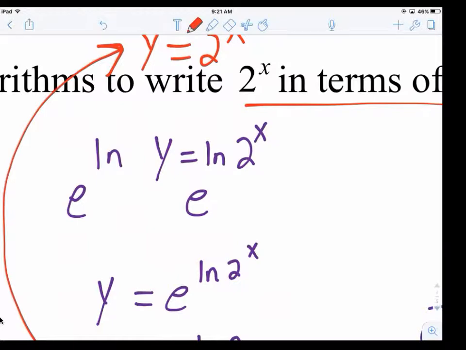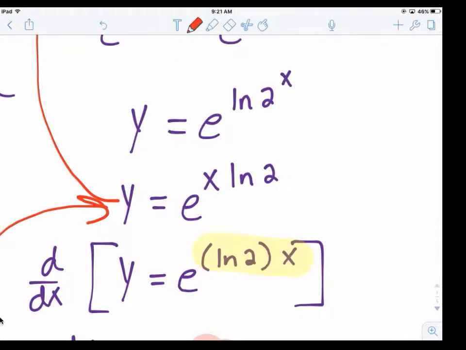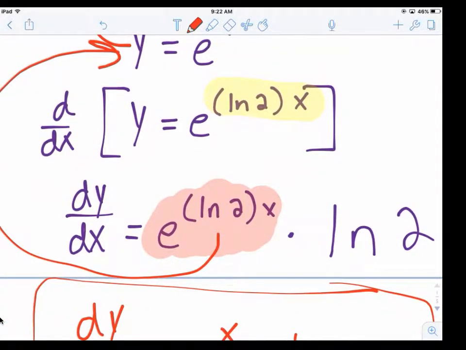what you do to one side, you got to do to the other. So this is what I'm left with. I can move the exponent down, and this is now what I want to take the derivative of. I know that the derivative of e to whatever is that same thing, and then I need to take the derivative of the exponent. And this here is just a constant, so the derivative of the exponent just becomes the ln of 2.